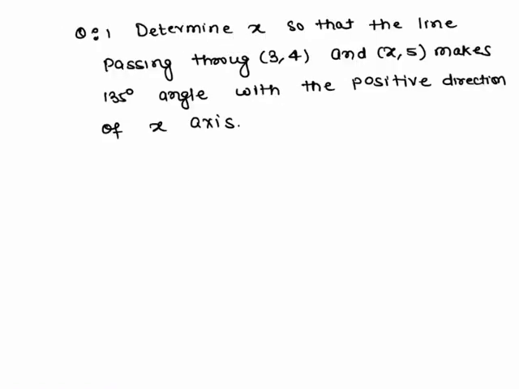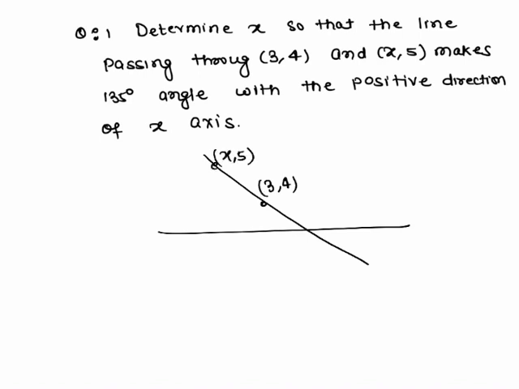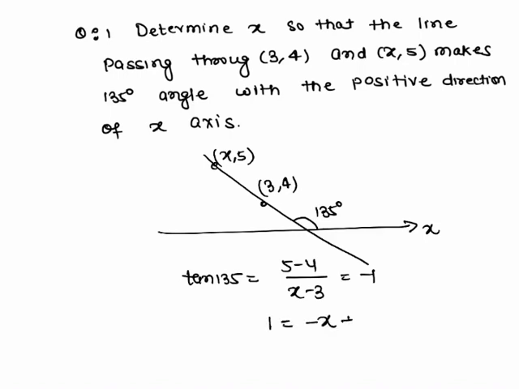Determine x so that the line passing through (3, 4) and (x, 5) makes a 135 degree angle with the positive direction of the x-axis. It is given that the line passes through two points, (3, 4) and (x, 5). This line makes 135 degrees with the positive direction of the x-axis in anti-clockwise. So tan 135, that is the slope, is nothing but, in two-point form, (5 minus 4) divided by (x minus 3). Tan 135 is minus 1. So 5 minus 4 is 1, equals minus x plus 3. So x equals 3 minus 1, x equals 2. So the x value is 2.